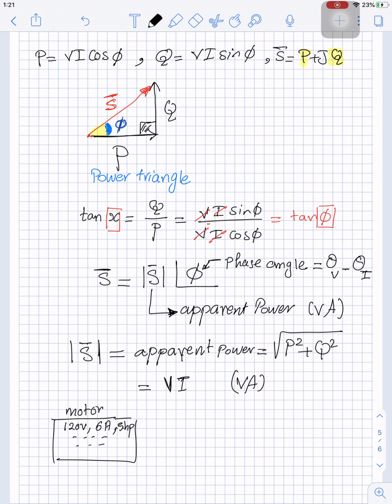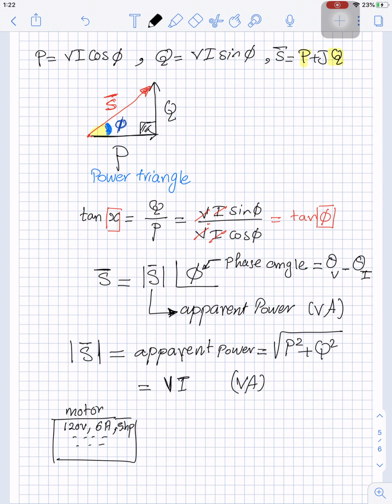Now if I ask you, what is the power of this motor? You will say, okay, it's 120 volt, 6 ampere. So the power is 120 volt multiplied by 6 ampere. Which power are you calculating, VI? Is it the active power? Is it the reactive power? Is it the complex power? Is it the apparent power?